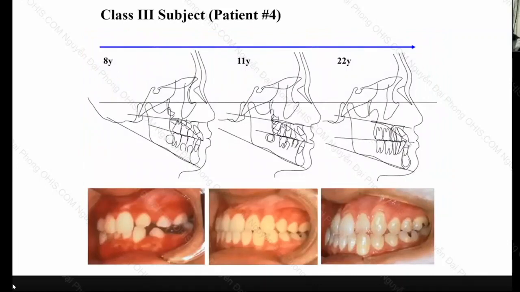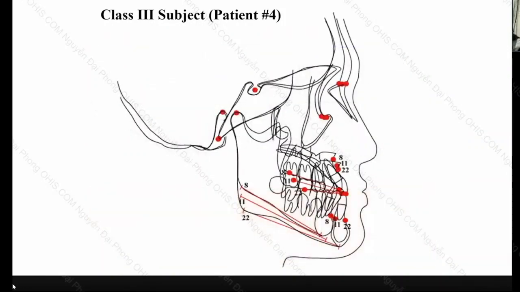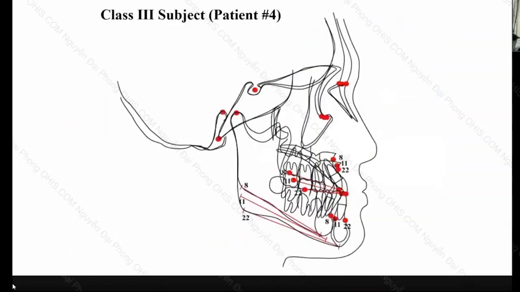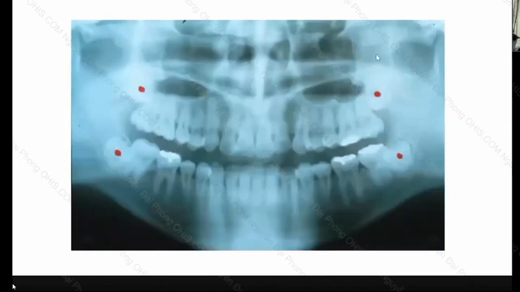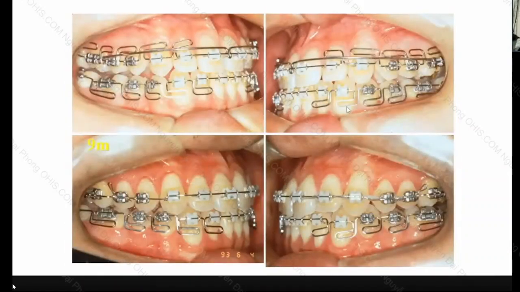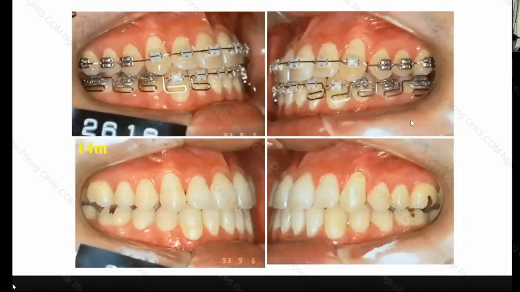But anyway, the treatment is the same. Oops, sorry. The third molar extraction, then treatment again with the same mechanics: leveling, multi-loop, uprighting, change of occlusal plane. This is a little enlargement of the upper arch. Then finish like this.